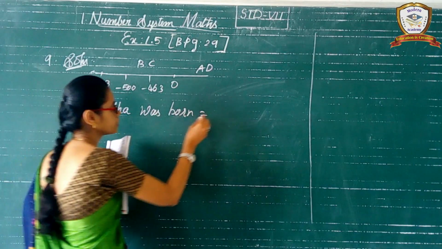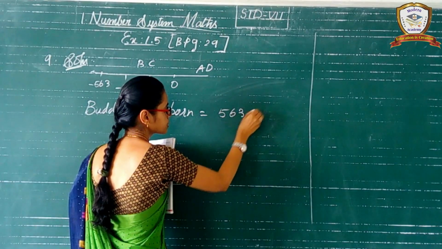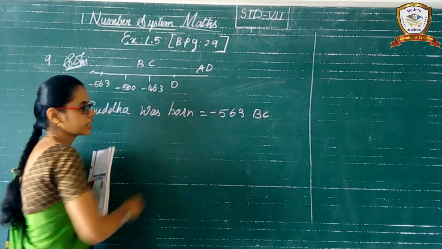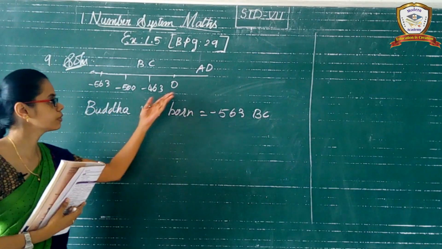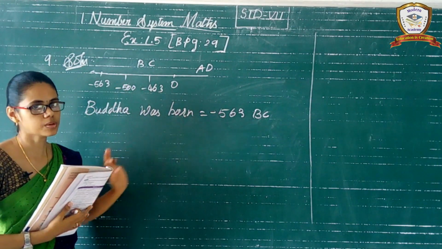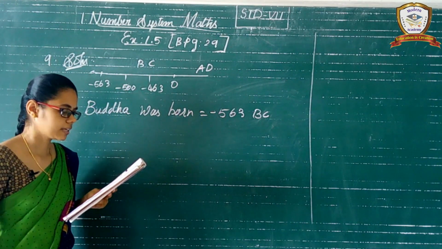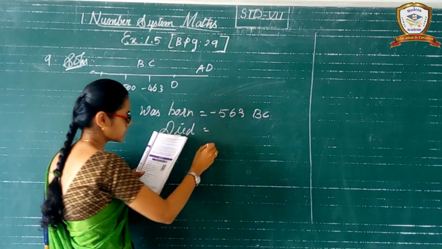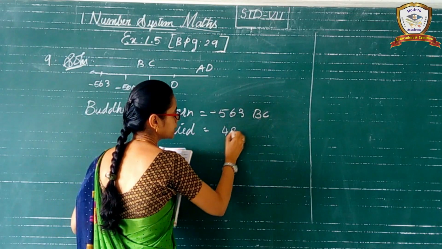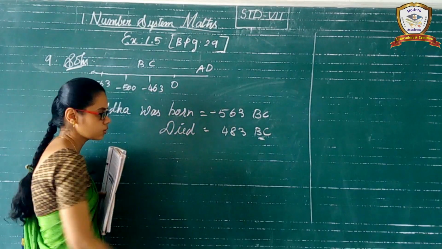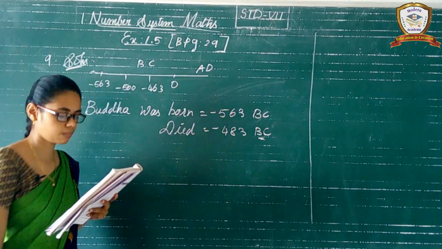So born which year? 563 BC. BC means it can consider negative, right? So before 0 it will come negative. After 0 it will come positive. Clear? And died. So died also given. See, 483 BC. So we can consider BC means negative. So here also we mention minus.